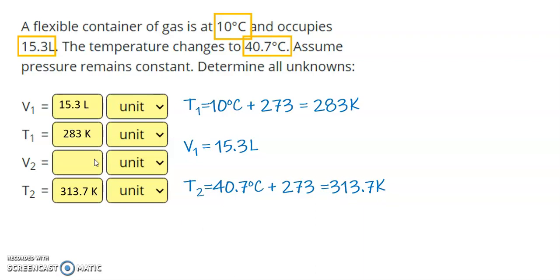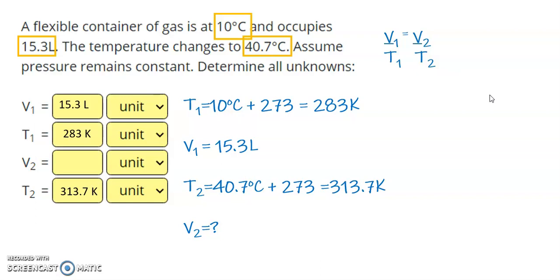I can put those numbers in my answer box, but look, I'm still unsure about V2. So that's my unknown. I need to pick an equation that tells me what happens when volume and temperature are both changing. That's Charles' law. V1 over T1 equals V2 over T2.